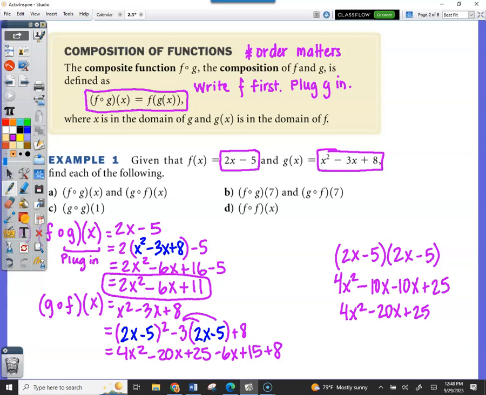Then clean it up. So the 4x squared stays. I got negative 20x minus 6x. Then I've got 25 plus 15 plus 8. That's an 8. It's supposed to be 8. And that would be my answer. And I don't have enough room to circle it without really messing up. Did you get that? Did I have it wrong?